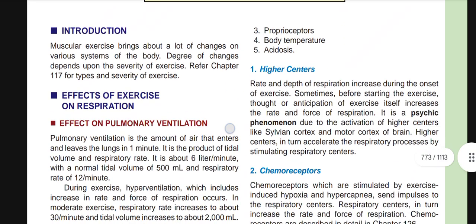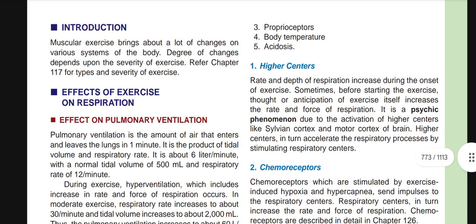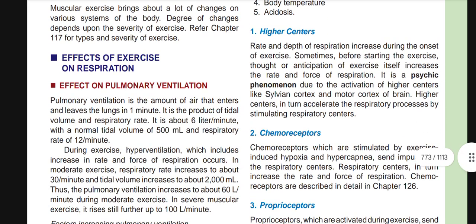Now, effects of exercise on respiration. Effect on pulmonary ventilation. Pulmonary ventilation is the amount of air that enters and leaves the lungs in 1 minute. It is the product of tidal volume and respiratory rate. It is about 6 liters per minute, with a normal tidal volume of 500 ml and respiratory rate of 12 per minute. During exercise, hyperventilation, which includes increase in rate and force of respiration, occurs.